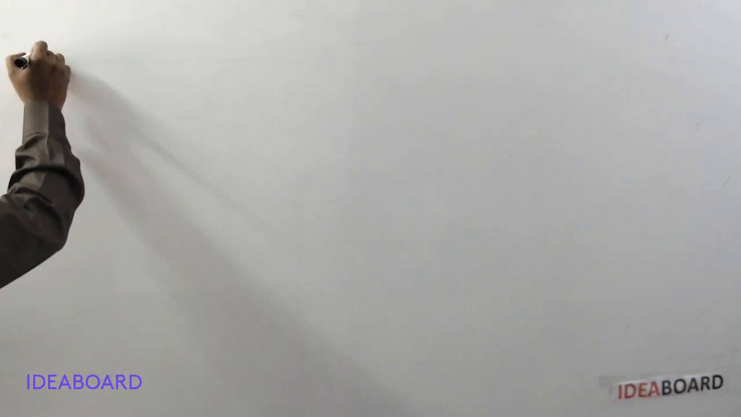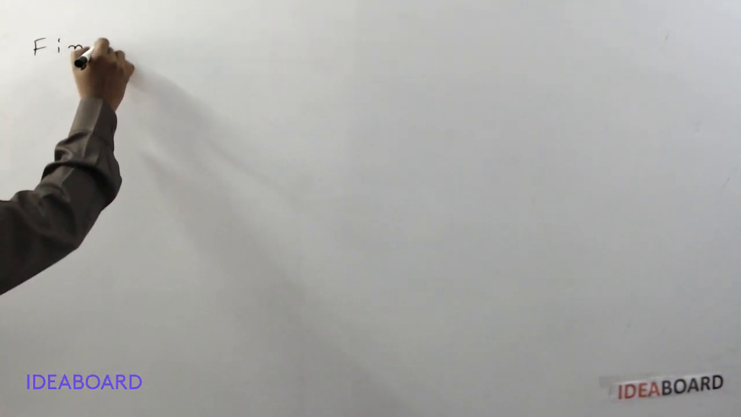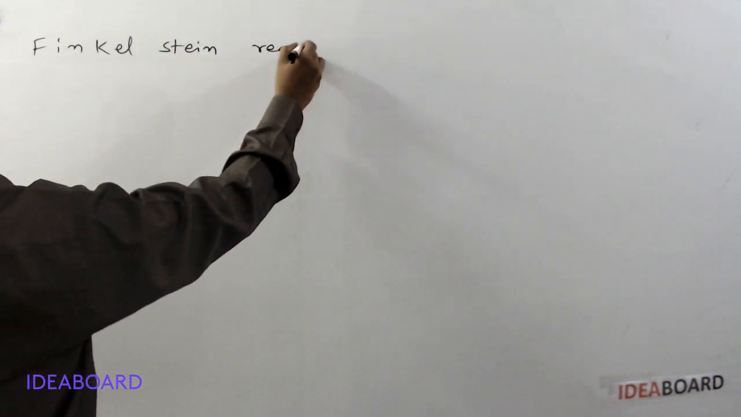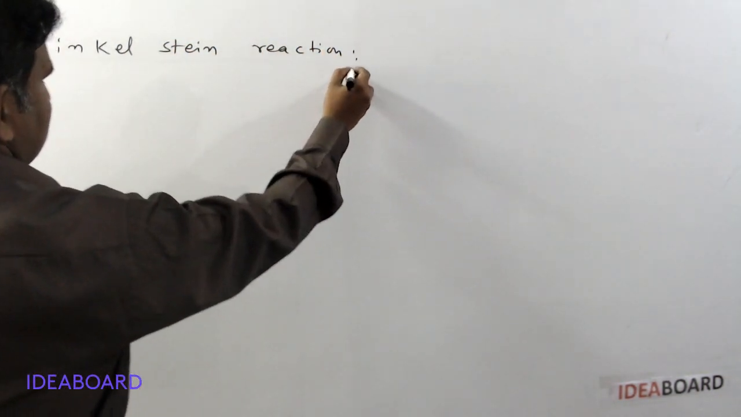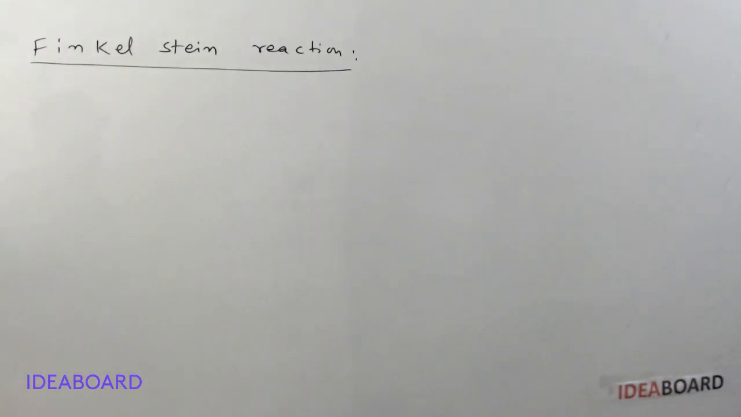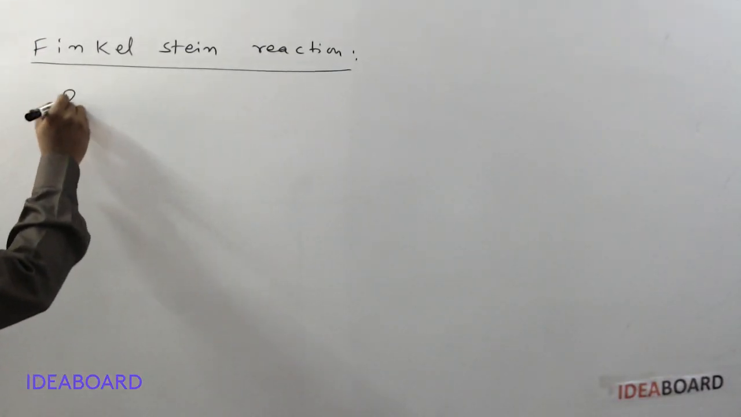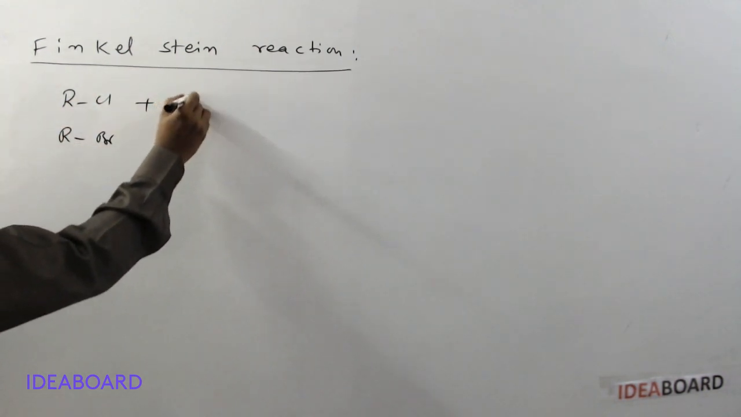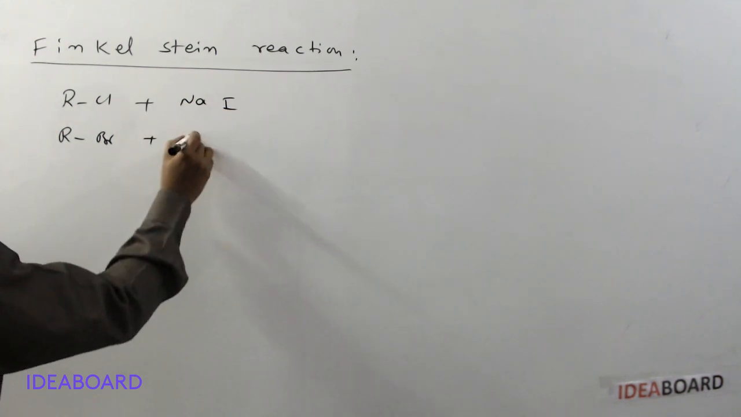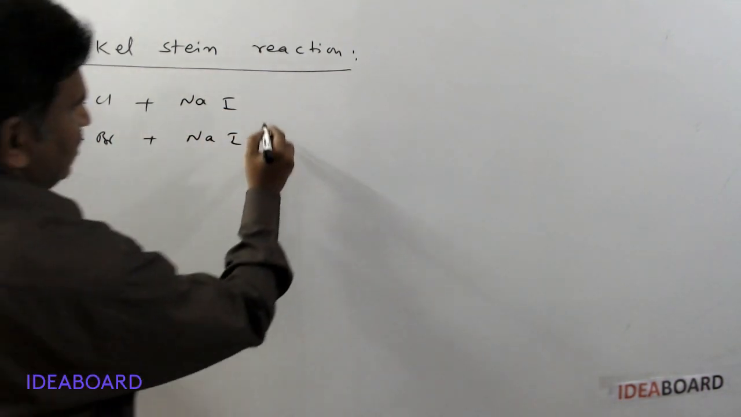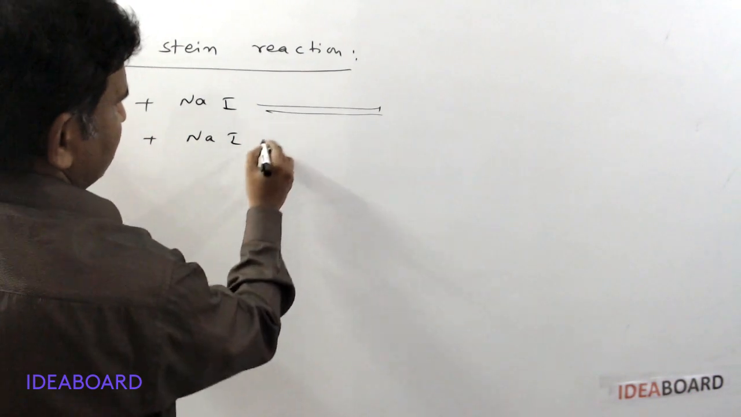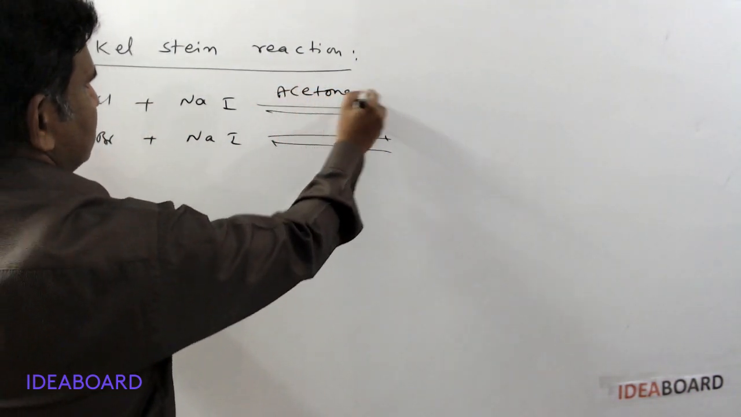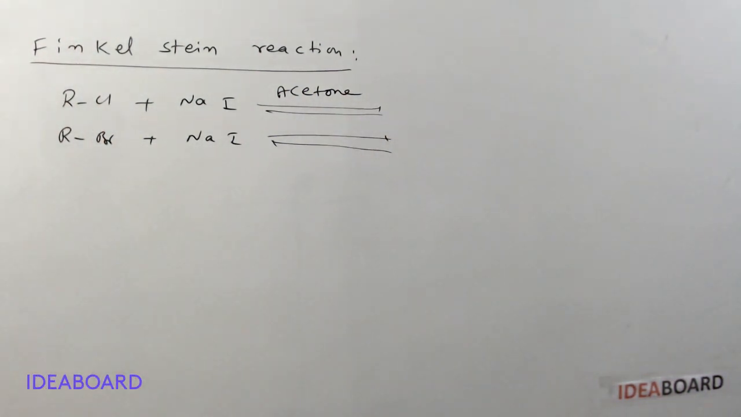Next one, Finkelstein reaction. What is this Finkelstein reaction? Here alkyl chloride or alkyl bromides react with sodium iodide in the presence of acetone. Here the reaction is conducted in the presence of acetone.